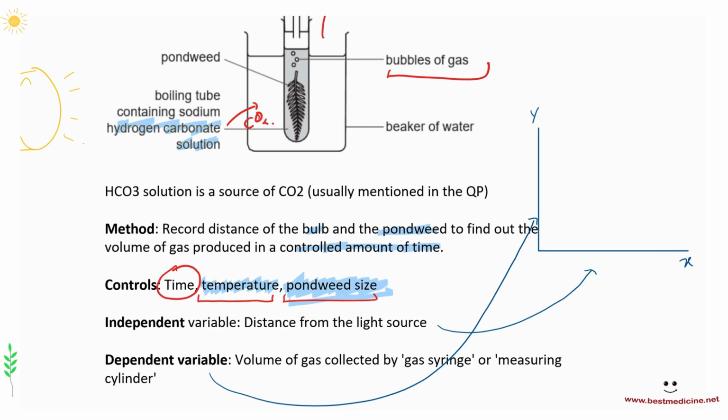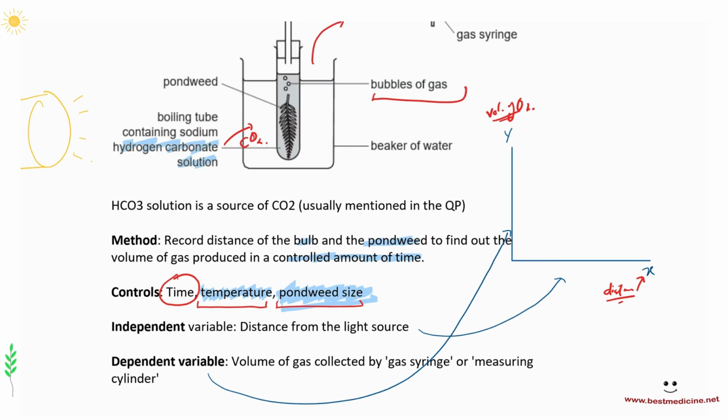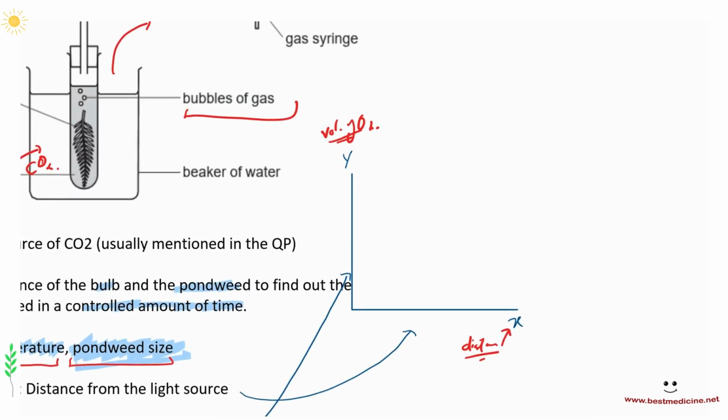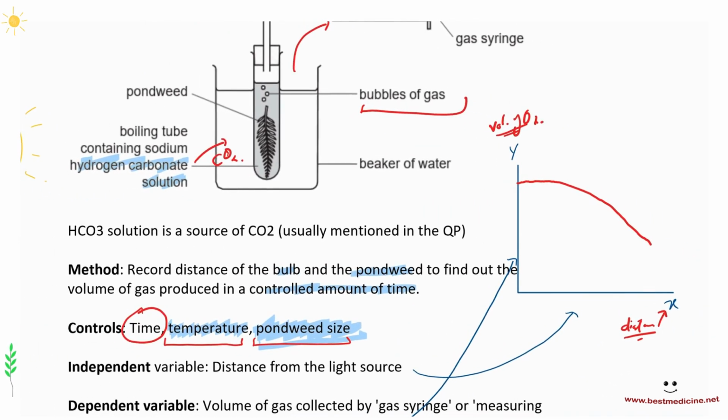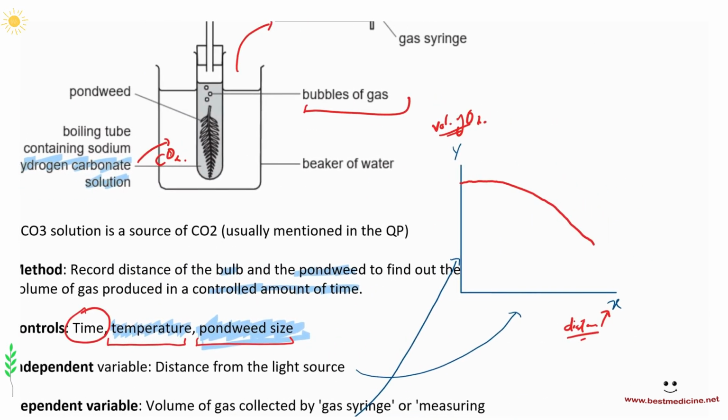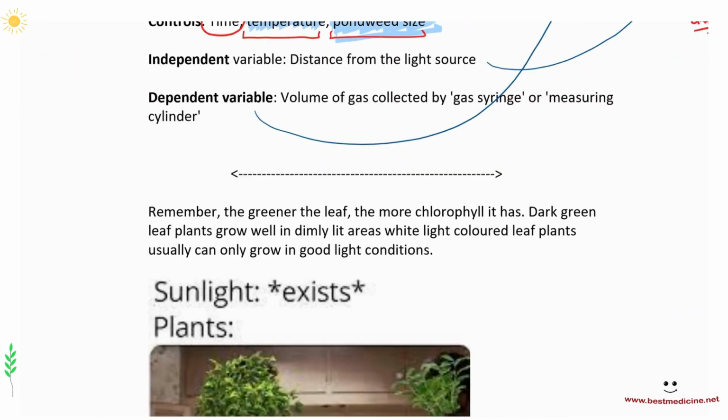So I think if I were to develop this experiment, the volume of oxygen would be on the y-axis, and distance from the light source is going to be on the x-axis. And so the graph would look something like this. The greater the distance, the lesser is the rate of photosynthesis.